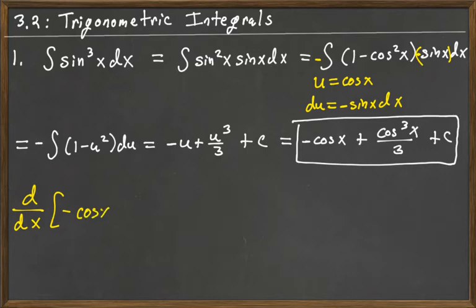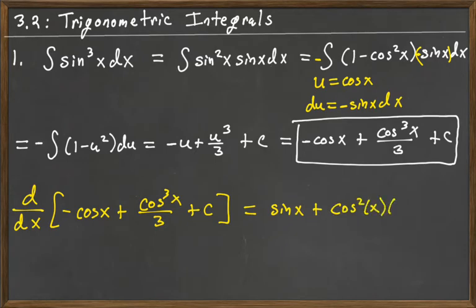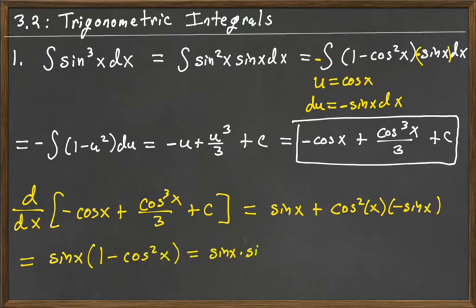And then we can go ahead and verify that we have found the correct antiderivative by taking the derivative of the antiderivative. That's going to be sine plus cosine squared x times negative sine by the chain rule. So you can factor out a sine of x, and we have 1 minus cosine squared x, and 1 minus cosine squared x is sine squared, so we have sine times sine squared, and so we get sine cubed, which is the original integrand, so that looks good. Alrighty, let's move on and look at another example.